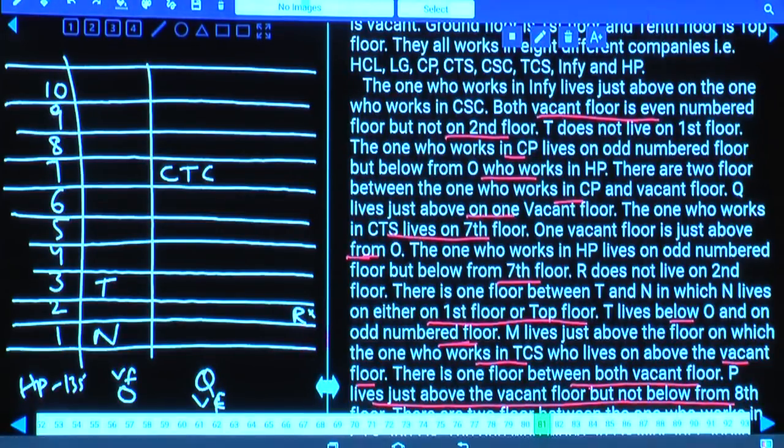Hence, what should be the position of this P? P must be at the 9th floor. And this P is living on where? P is living just above the vacant floor. This is a vacant floor. If this is a vacant floor, and the two vacant floors are on alternate floors, this is again a vacant floor. Hence, two vacant floors we have fixed.